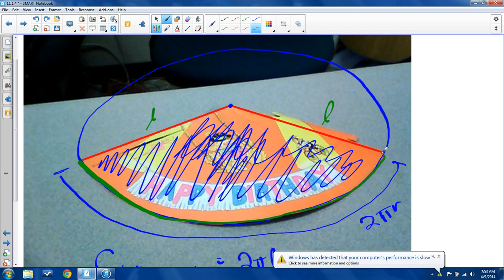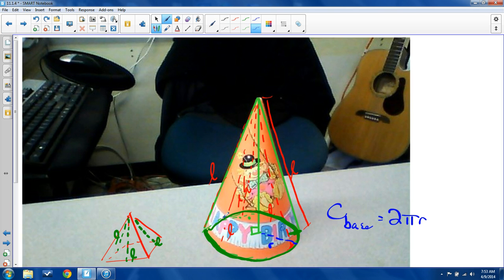So let's set up a proportion here. What's the length of this green line right here? This length is 2 pi r. And this is where it gets confusing because you know 2 pi r is circumference because you say that all the time. But this r is not the radius of the circle. No, it's the radius of the circle of the base of the cone.